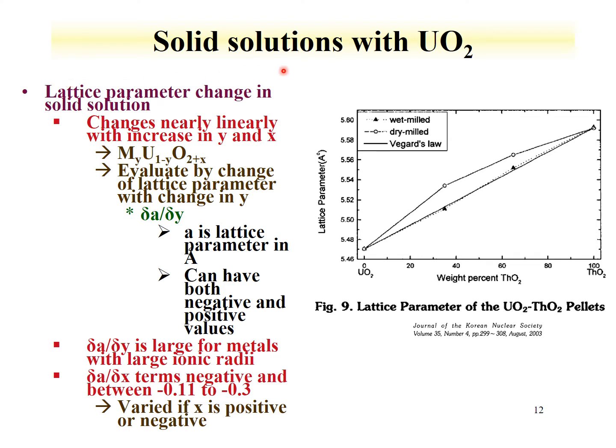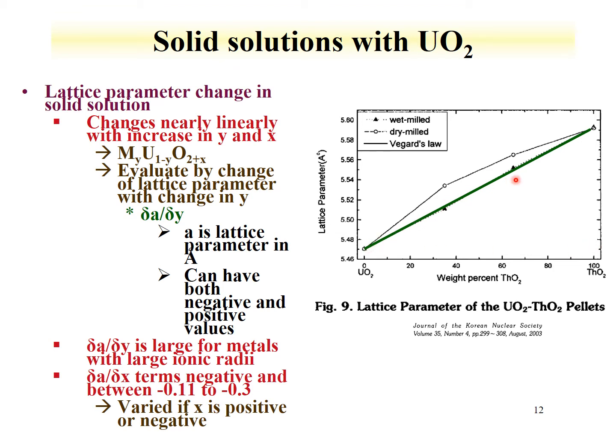As we saw in the previous slide, if we start adding components to UO2, the structure doesn't change, but the lattice parameters might. Here's an example of the lattice parameters of uranium thorium dioxide. With this wet milled condition, we see a very linear relationship. This is called Vegard's law between uranium dioxide and thorium dioxide. This is weight percent thorium dioxide, so here's 100 weight percent uranium, 100 weight percent thorium.